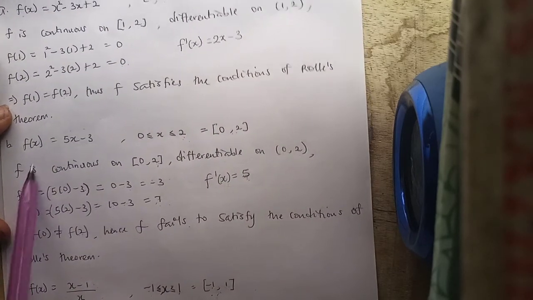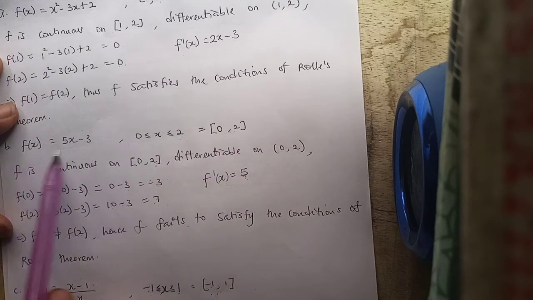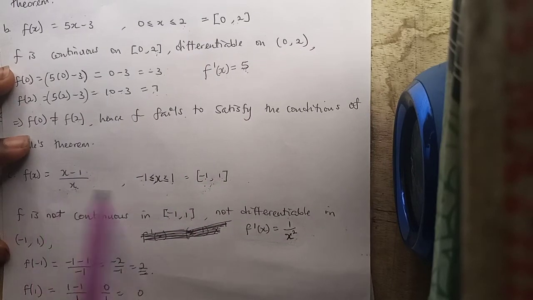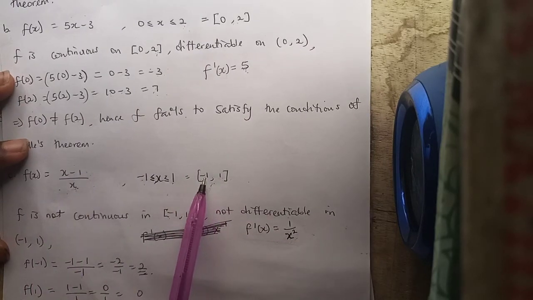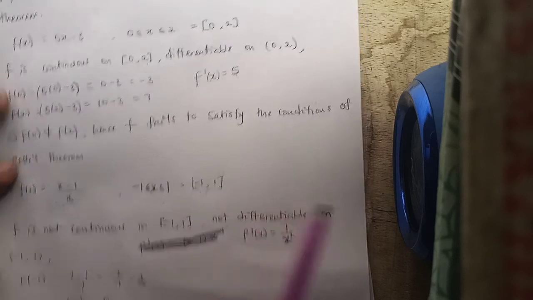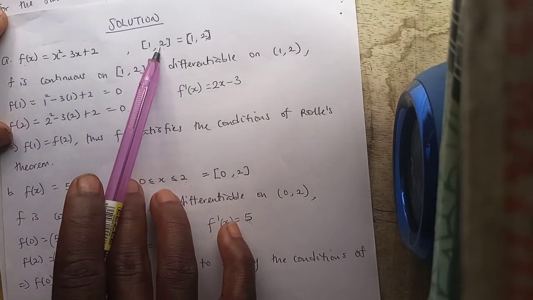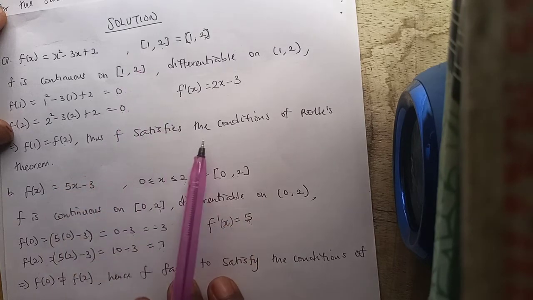But for the other functions, on their intervals, we never have a stationary point in between 0 and 2, and for the other function we will never have a stationary point between minus 1 and 1. So the first function is the only one that has a stationary point between 1 and 2, because it satisfies Rolle's theorem.